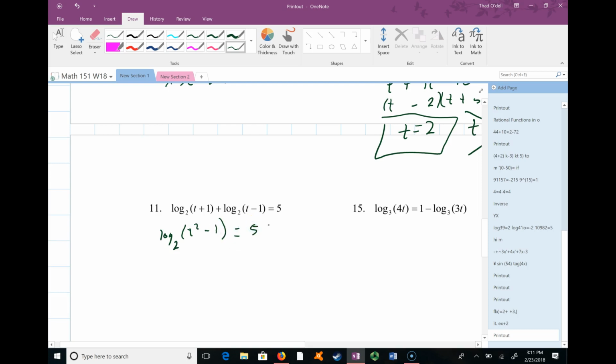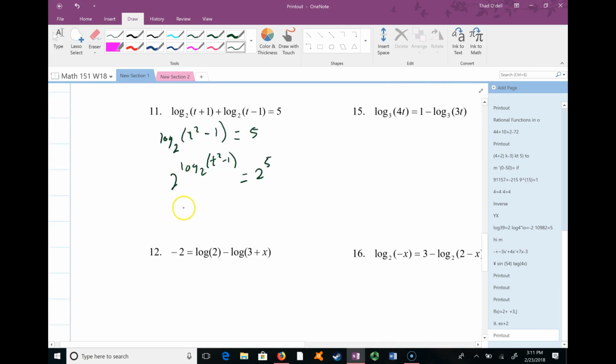How do I undo log base 2? I make both sides a power of 2. And so I got 2 to the log base 2 of t squared minus 1 is equal to 2 to the 5th power. And of course those cancel out, leaving t squared minus 1, and that 2 to the 5th power is 32. So that would mean that t squared is equal to 33. And t is equal to the square root of 33, or negative square root of 33. Negative square root of 33 is not going to work, because that would make that negative, so that's my only answer. t equals square root of 33.